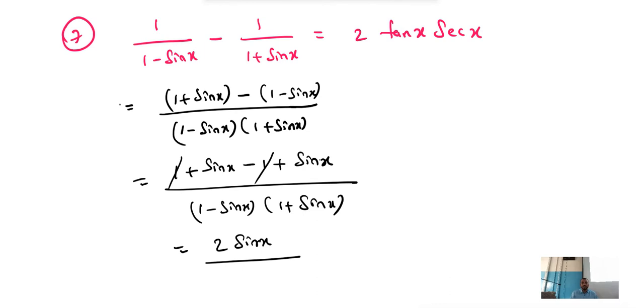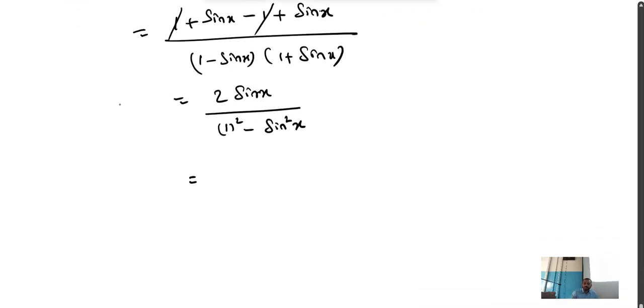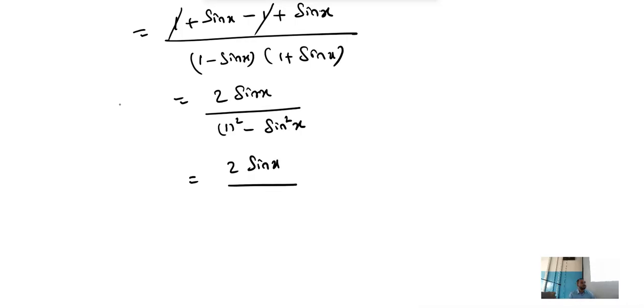Now again the denominator is in the form of (a plus b) into (a minus b), so it is a square minus b square. Done? Then 2 sin x divided by 1 square, which is 1. What is 1 minus sin square x? Cos square x. Just now we did it. We have the identity, right? Sin square x plus cos square x is equal to 1. So 1 minus sin square x is cos square x.